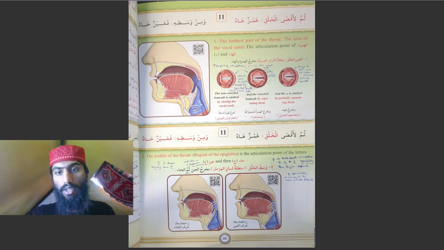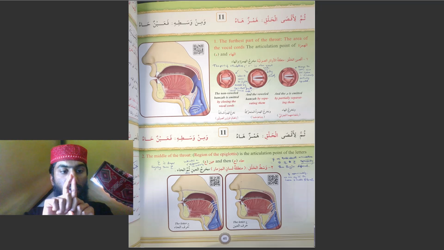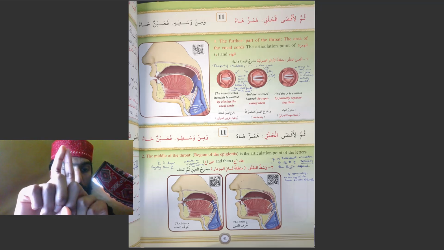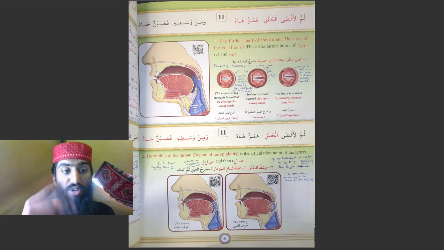See? Okay. Now, when it comes to Ha, Ha in all cases is emitted by partially separating the vocal cords. Like, if you look at this, it's partially separated like this. Not fully closed like Hamzah, but partially separate. Because if it was to close, it would make Hamzah. And being partially open means that it's not open enough to vibrate the vocal cords, which would make a voice.